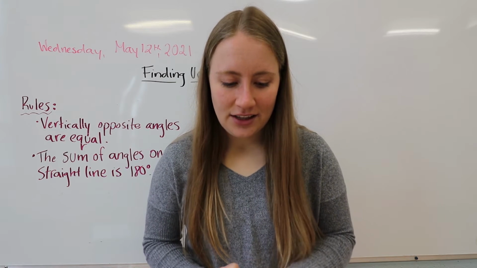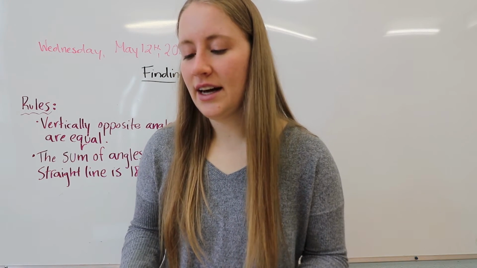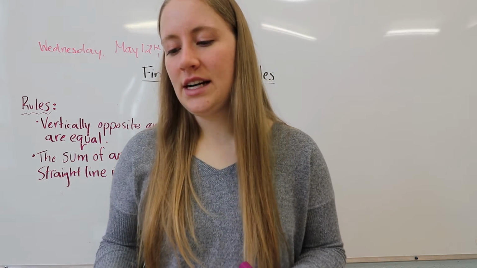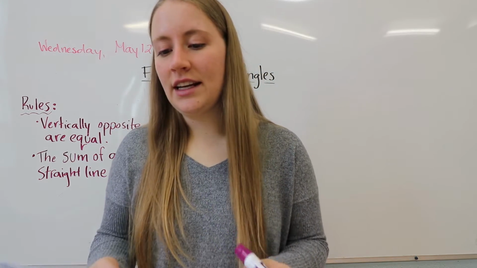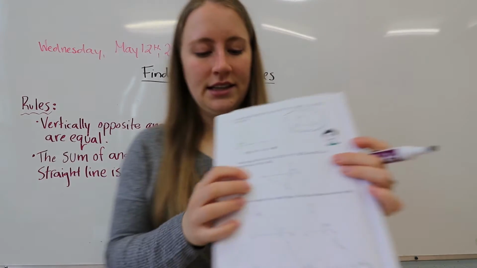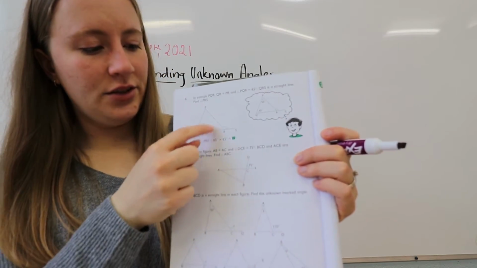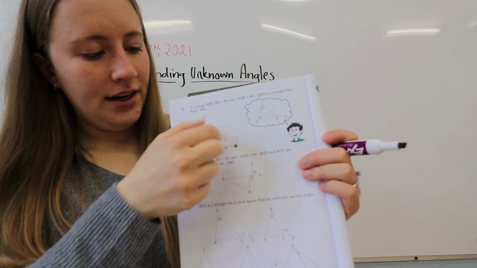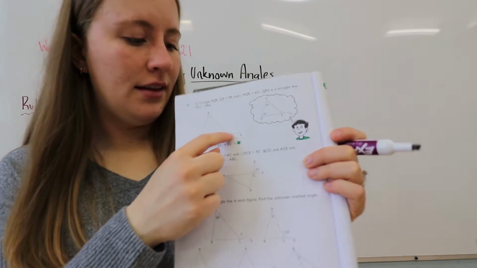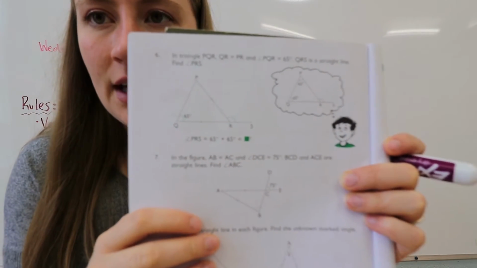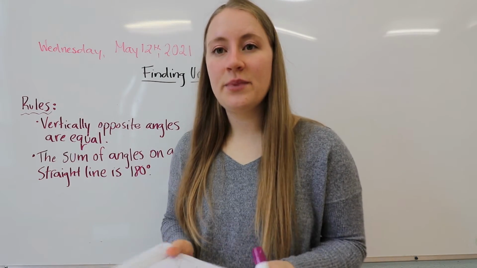Number 6, in triangle PQR, QR equals PR, so those are the two lines that are marked, and angle PQR is 65 degrees. QRS is a straight line, so find the angle PRS. Okay, so it's telling us all the information that we need. So we have our two equal sides from here and here, and we're given one angle. And so we have to find this angle here. Okay, so let's do that math.